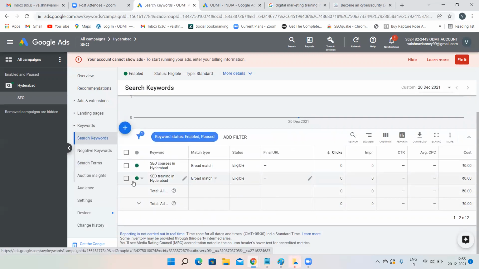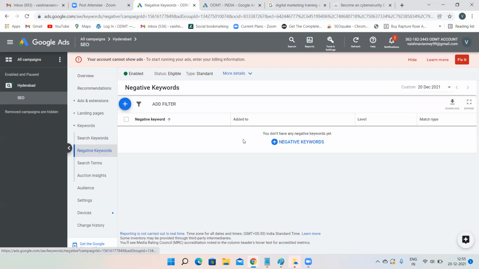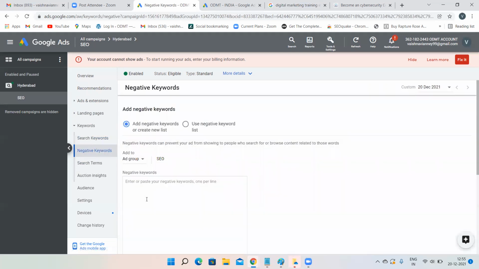And one more thing, see, this is a keyword, right? Now I want free to be a negative keyword. That means if somebody searches for a keyword like free SEO course in Hyderabad, my ad should not appear. Then just go into negative keywords and add negative keywords. Add a keyword called free. Add a keyword called PDF. Add a keyword called download. Then when somebody is using these words, your ad will not appear for these kinds of words.